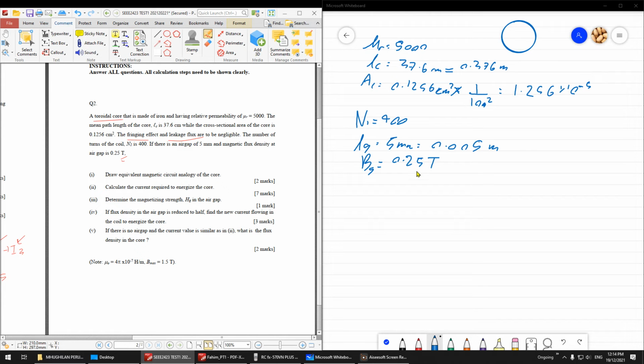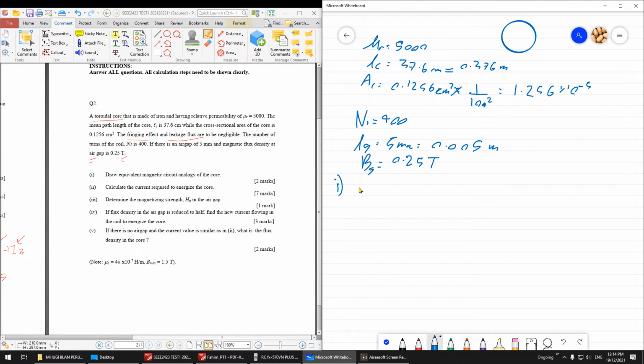Okay, so Bg at the gap is 0.25. So that is how you extract all the information from the sentence. Now the first question: draw the equivalent magnetic circuit of the core. So you just draw the analog magnetic circuit, something like this.